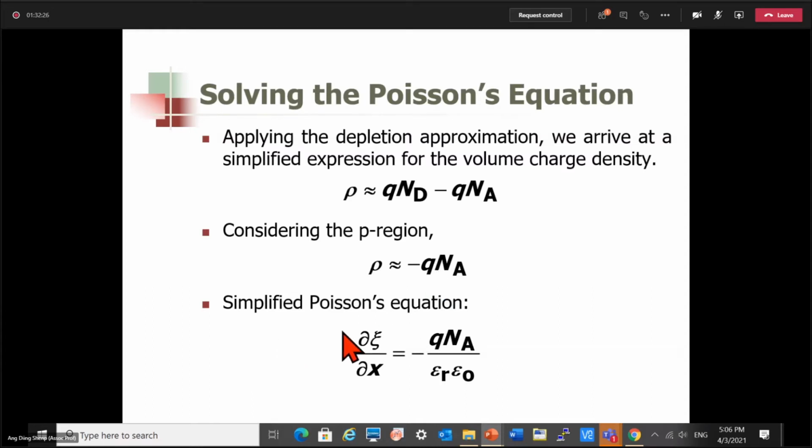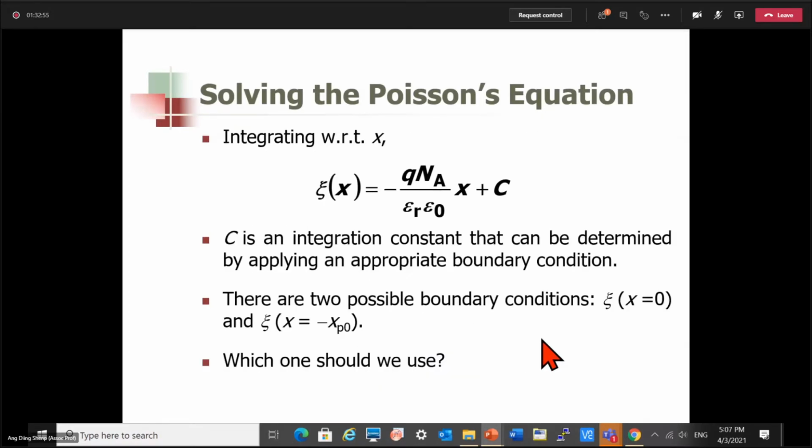Now, the simplified Poisson equation will be like this, where on the left you have the first order differential of the electric field function. On the right, you have a constant term, because we have assumed constant doping on the p side. So this equation becomes very easy to solve. You just need to integrate this once and you will be able to solve for the electric field function, which is shown on the next slide.